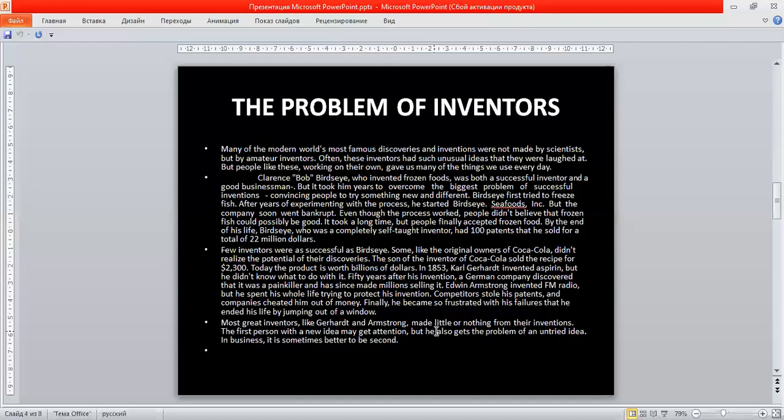Most great inventors like Gerhard and Armstrong made little or nothing from their invention. The first person with a new idea may get attention, but he also gets the problem of an untried idea. In business, it's sometimes better to be second.